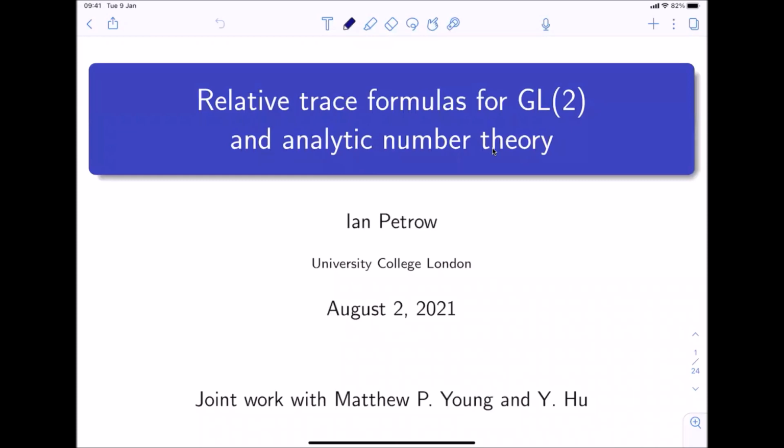So this talk, I've been advised that it should be a sort of expository or summer school style talk. I don't know if I've actually achieved making it into that sort of style of talk, but hopefully it's something in that direction.